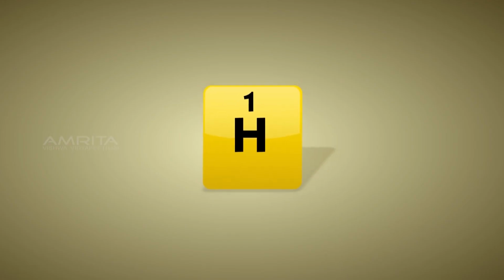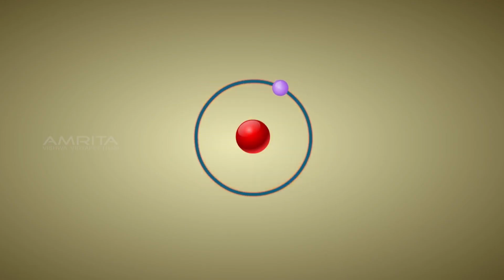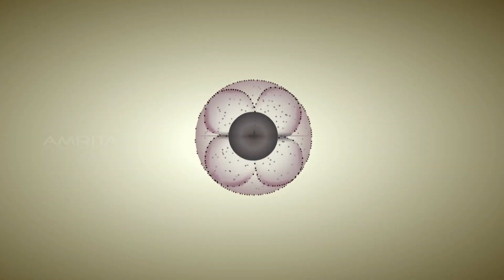Bohr's model works well for simple atoms and is easy to understand. It is one among the atomic structures still in use today, and the other being the quantum mechanical model.